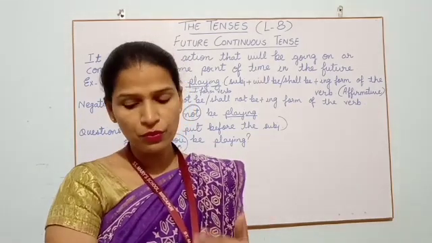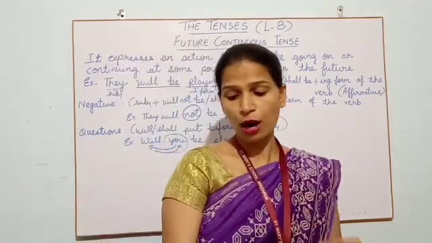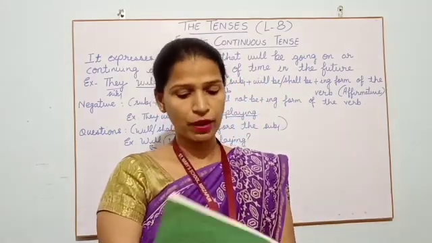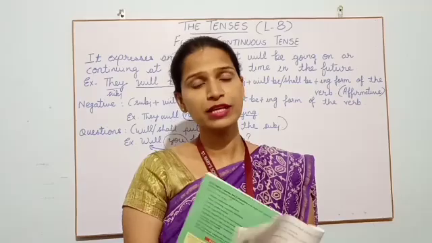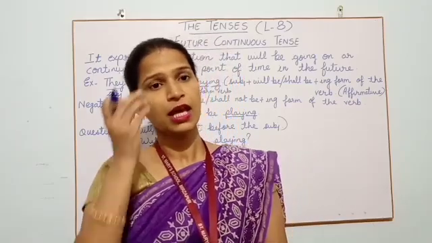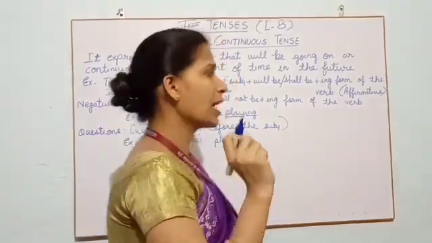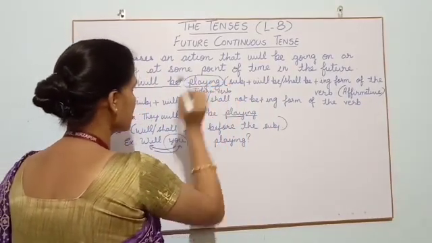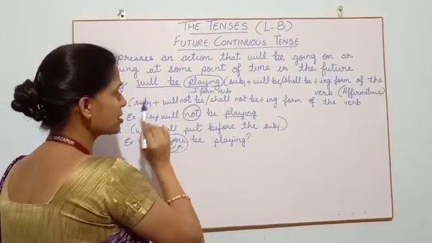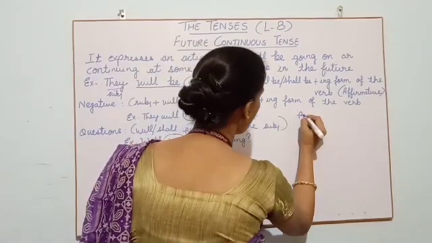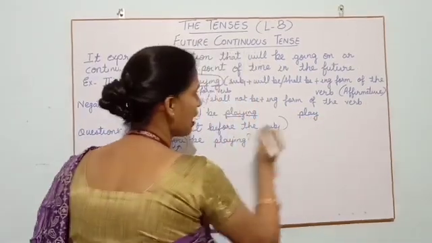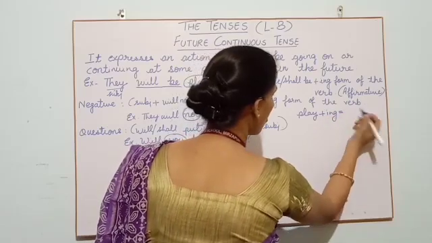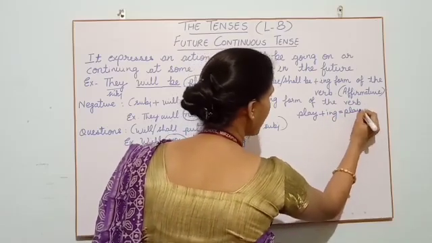Now, what are we going to study about? About the use of future continuous tense. Children, when we are using continuous tense, you have come across that we change some things, isn't it? But here no spelling is changed. We had play and we have added ing. Simply we got playing.